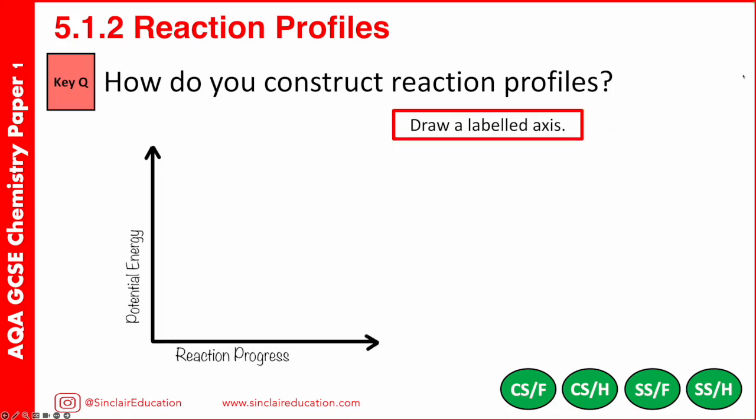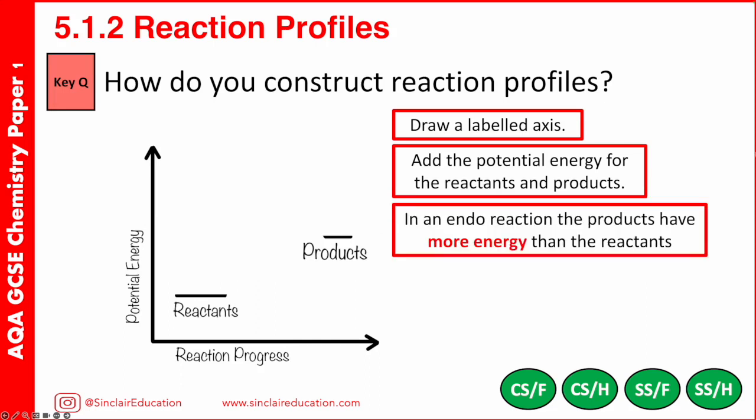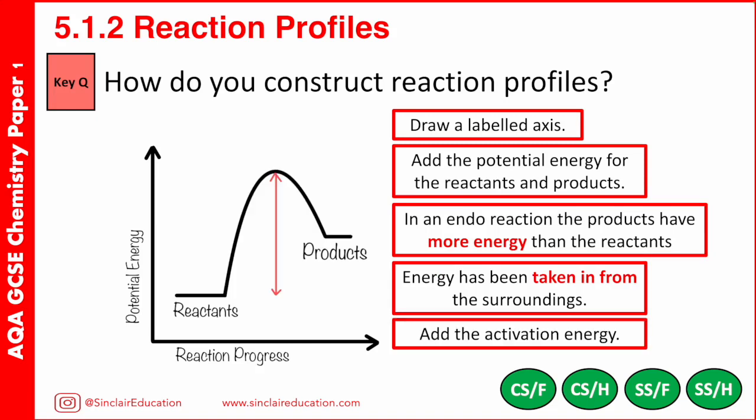If we look at this from the other way around, if we're asked to draw an endothermic reaction, we start in the same way. We've got reaction progress along the bottom and our potential energy. We will then add our levels. So reactants, again, you could do the halfway point, but because this is endothermic, make sure the products are definitely above your reactants. So in an endothermic reaction, the products have more energy than what went in. This is because energy has now been gained and taken in from the surroundings.